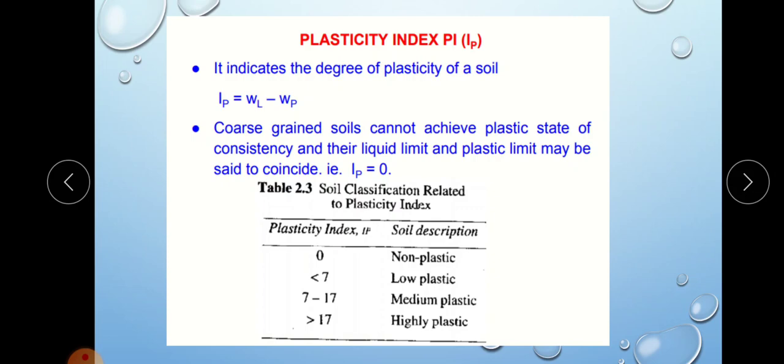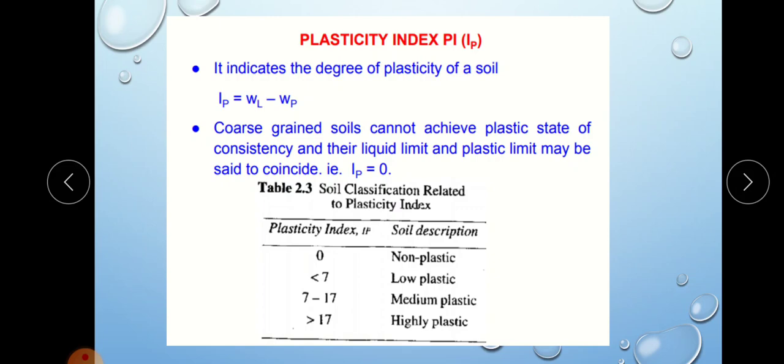This plasticity index is the difference between liquid limit and plastic limit. That is I_P is equal to W_L minus W_P, difference between liquid limit and plastic limit. When either liquid limit or plastic limit cannot be determined, the soil is non-plastic. So in that case we can say the soil is non-plastic.